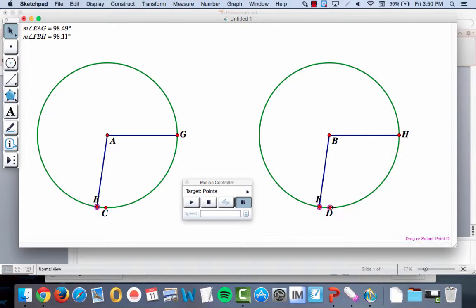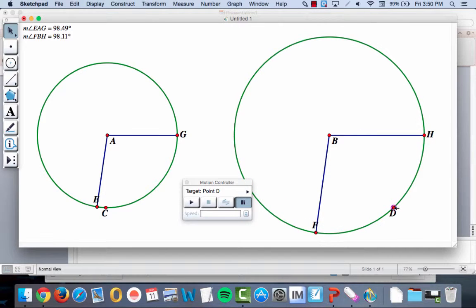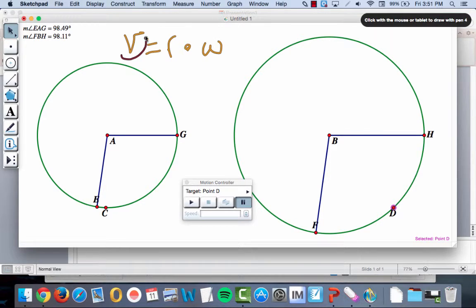If I change the radius here, oh, it's not going to let me. There we go. If I change the radius here to make this smaller, okay, now the radius is bigger here. If we look back at that equation, v equals r times angular speed. This is going to stay the same. I have not changed my linear speed. I can't change the linear speed. That's the same here for these two points. But the radius just got bigger. So if the radius got bigger, what's going to happen to our angles?